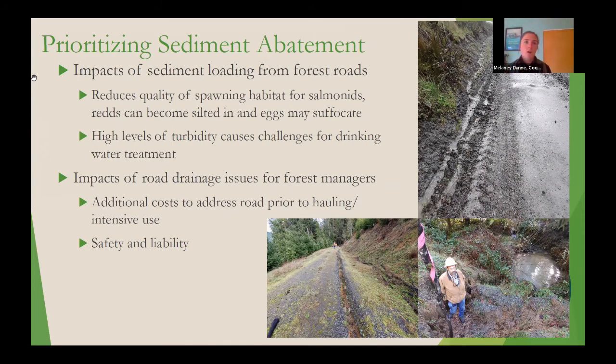And then also, poor drainage on forest roads can have issues for forest managers as well. If they're not maintained, there can be safety and liability issues or additional costs to address a road prior to intensive use.